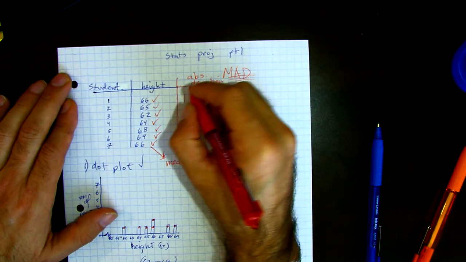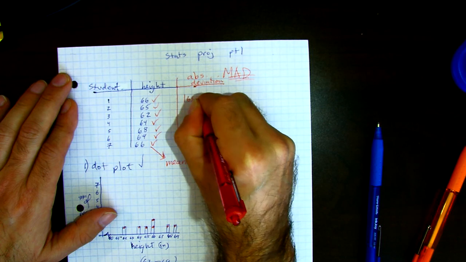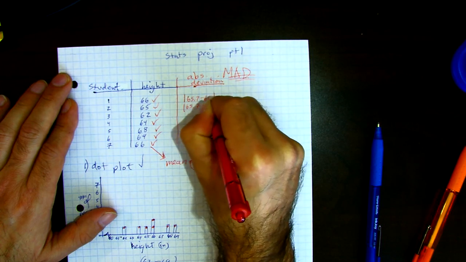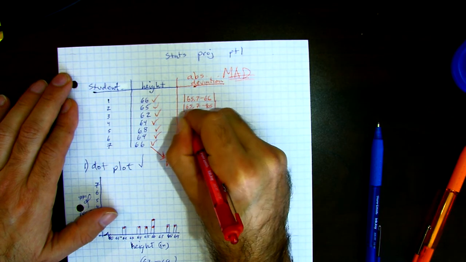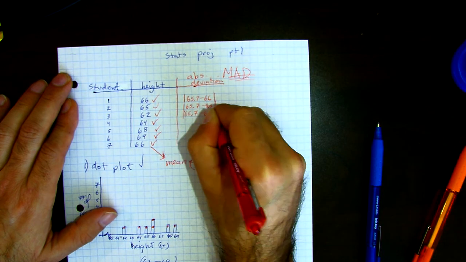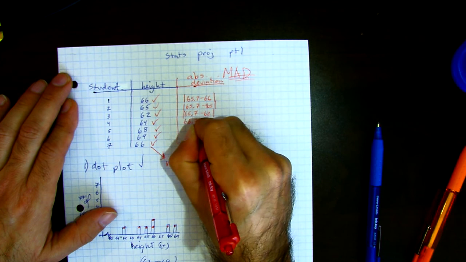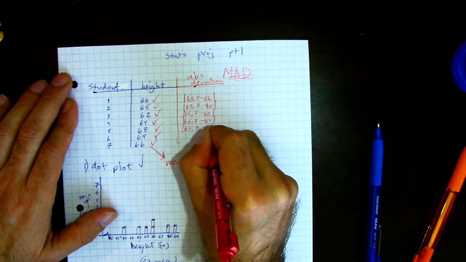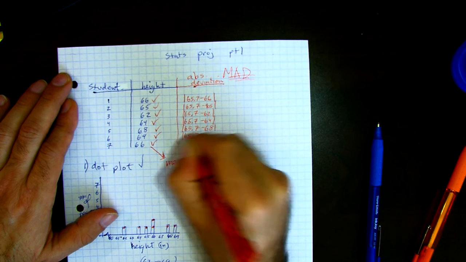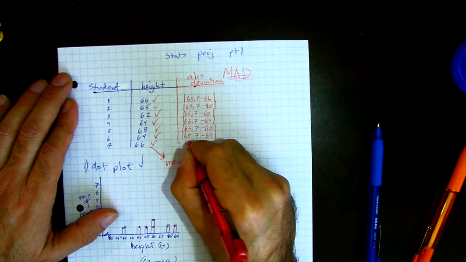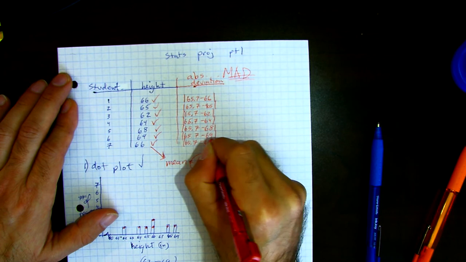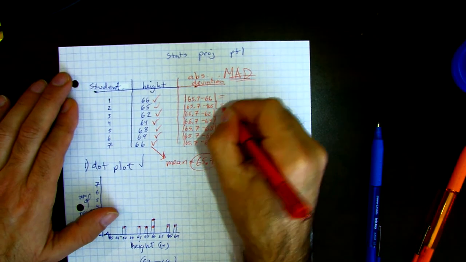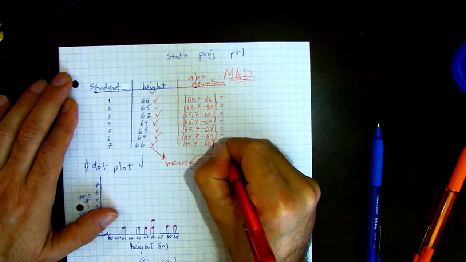Then in this column, we're going to go 65.7 minus 66, 65.7 minus 65, 65.7 minus 62. These are all absolute valued. 65.7 minus 64, 65.7 minus 68, 65.7 minus 69, and 65.7 minus 66. It doesn't matter that they're not in order, because we're just finding these values, then we find the average of these values, and that's going to give us our final value.